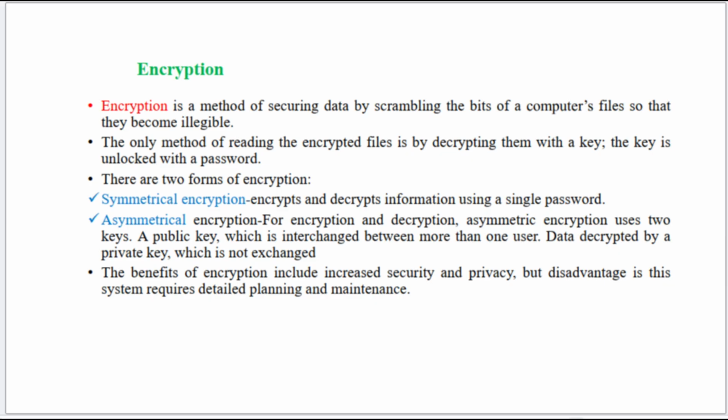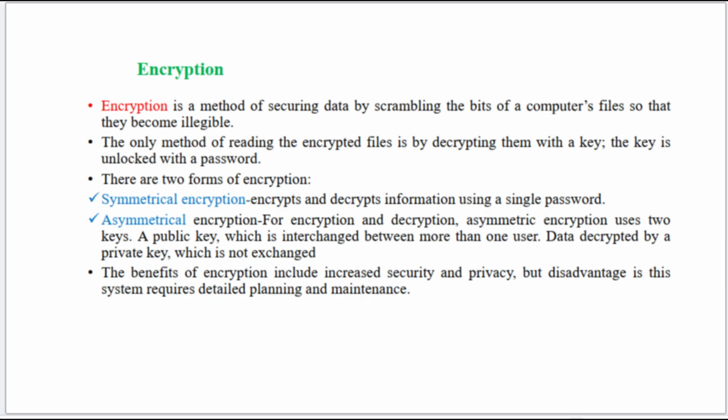There are two forms of encryption. Symmetrical encryption encrypts and decrypts information using a single password. Asymmetrical encryption uses two keys for encryption and decryption: a public key which is interchanged between users, and data decrypted by a private key which is not exchanged. The benefits of encryption include increased security and privacy, but the disadvantage is that the system requires detailed planning and maintenance.